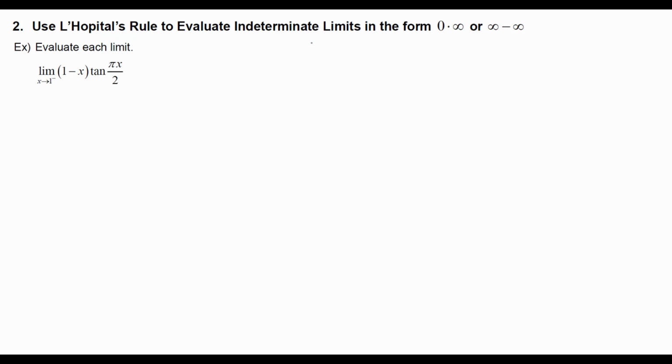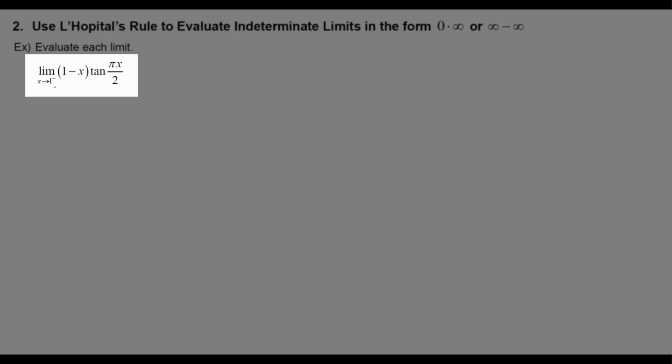The second type of indeterminate limit is of the form 0 times infinity or infinity minus infinity. In this case, we're going to rewrite the expression so that it looks like 0 over 0 or infinity over infinity, so that we can use L'Hopital's rule again. So let's look at the example.